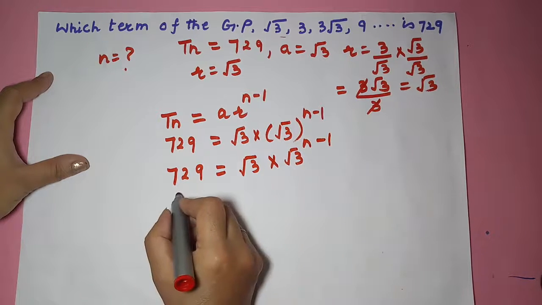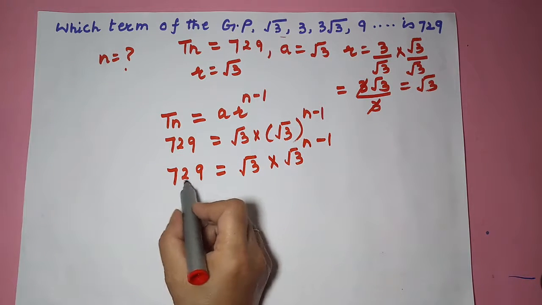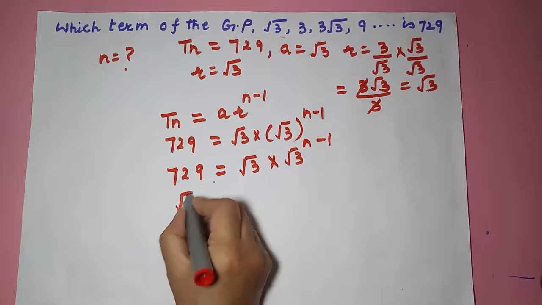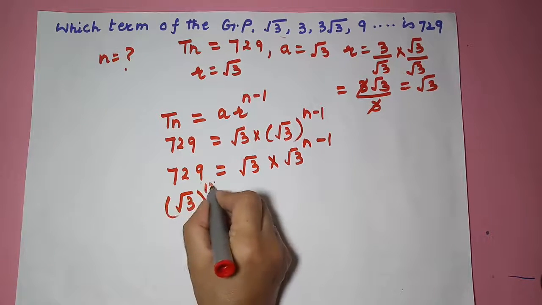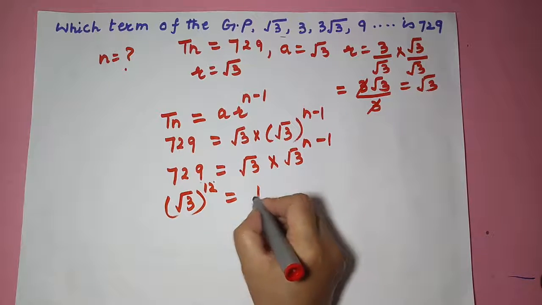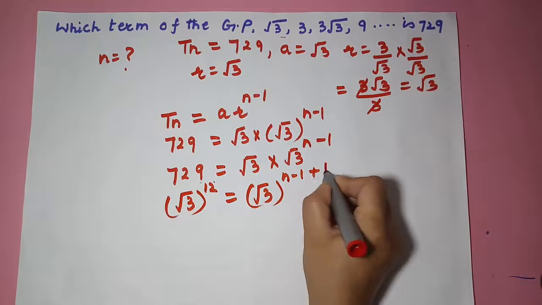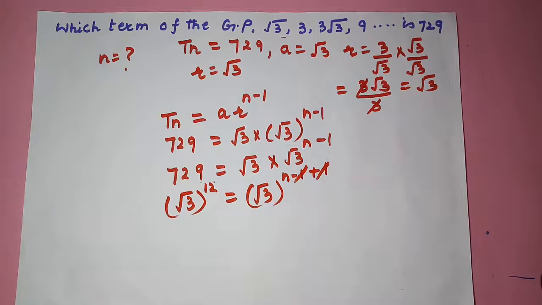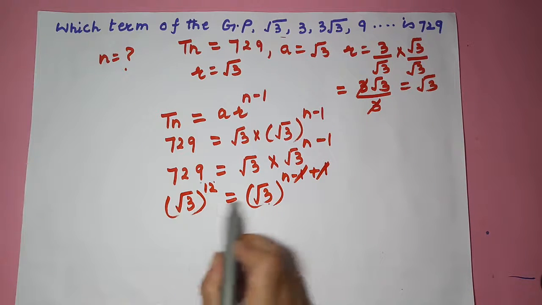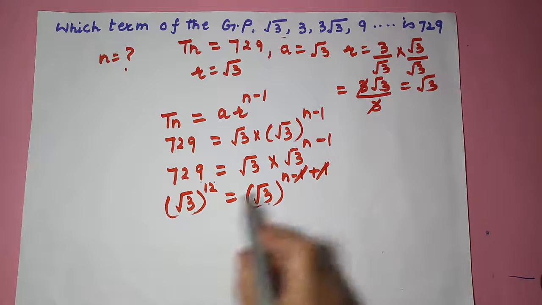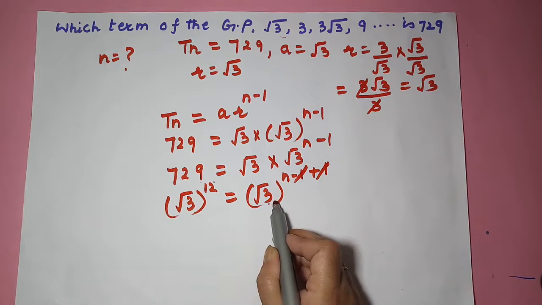Okay, bases are same. 729 we can write in terms of root 3 as root 3 whole raised to 12. Here we can get root 3 when bases are same, powers are added, minus 1 plus 1. This and this will go. So now you are left with root 3 raised to 12 is equal to root 3 raised to n. Bases are same. You can compare the powers, right?